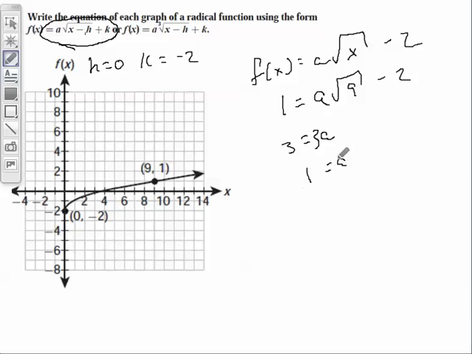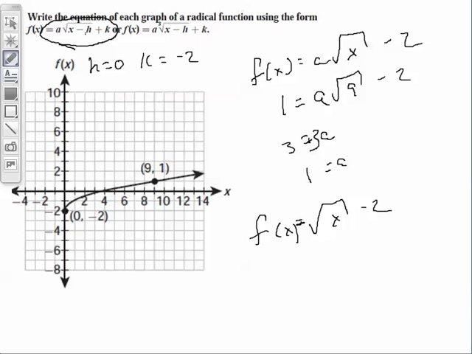I suppose you could say that this is plus or minus 3 here, because it could have been a negative 3 that I was looking at. But if I divided by negative 3, it'd be a negative 1, and my graph is not in the negative direction down there, so I knew a had to be a positive number. So writing my equation, finally, f of x is going to be the square root of x minus 2.